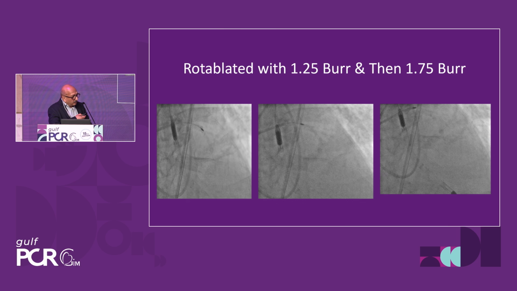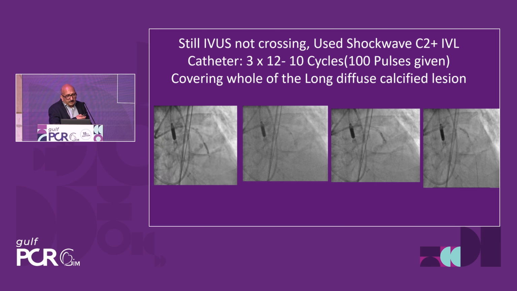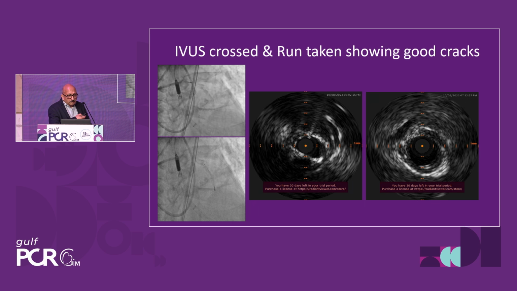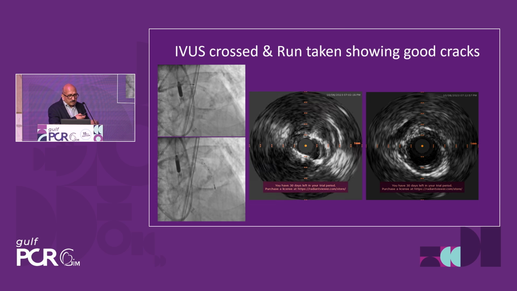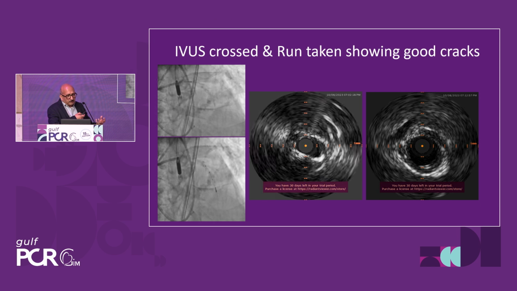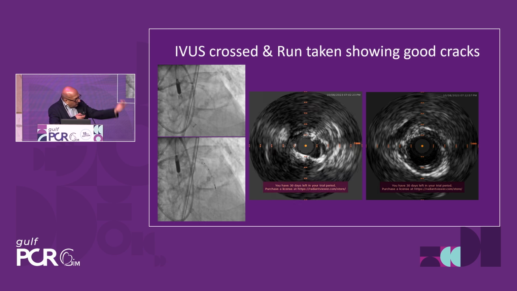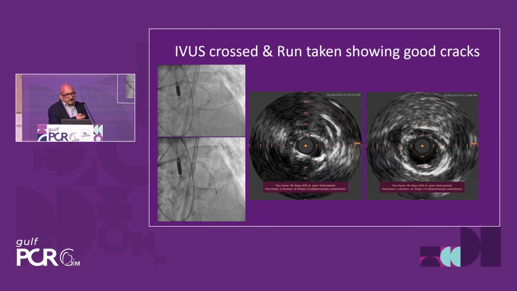And then we did a rotablation, 1.25 burr, 1.75 here, followed by IVUS. IVUS is not crossing. Very common story in very heavily calcified lesions. So then we did Shockwave using this 3 millimeter by 12 balloon. And subsequently, we were able to do the IVUS and find out whether the cracks were good or not, whether we are ready to put the stent or not. If not, sometimes we even go for high pressure inflations before putting a stent.